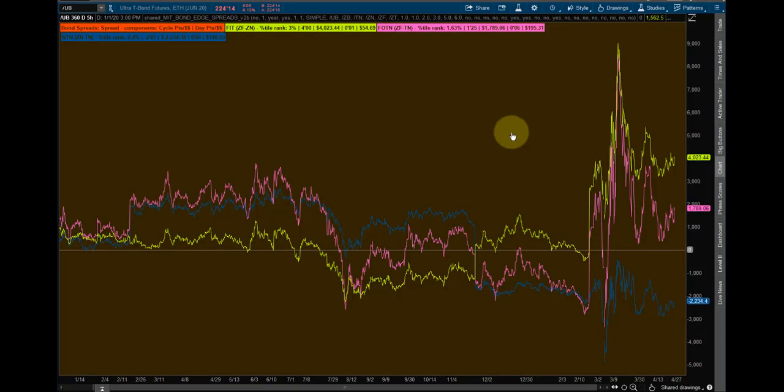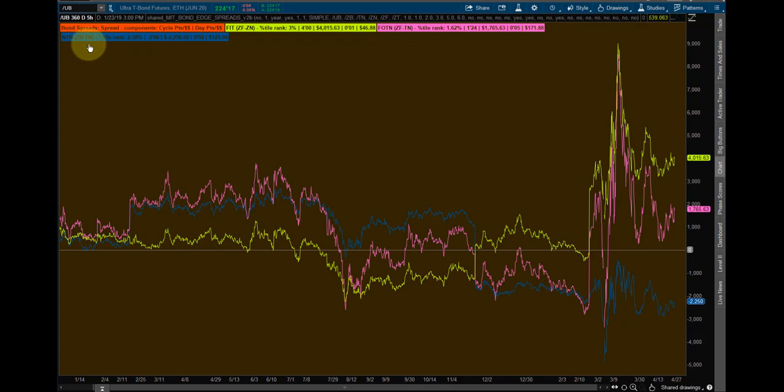In front of you, we're looking at 3 different spreads. The first one is called the fight: ZF against ZN. We're looking at bond futures, interest rate futures. ZF is the 5-year, ZN is the 10-year. The pink is going to be the 5-year against the ultra 10-year. And then the blue is going to be the 10-year against the ultra 10-year.